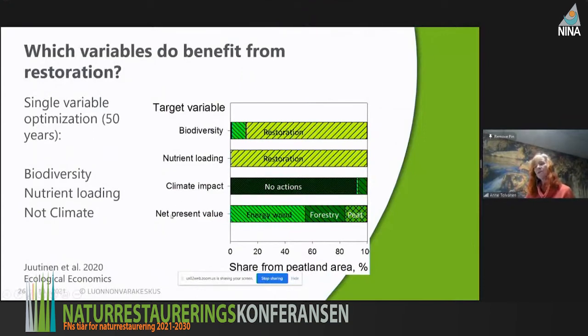And if we want to maximize the net present value, which means the monetary value, we would use most of these peatlands for energy wood production, which is the cheapest thing to do in the field. So just take the timber out and do nothing else. And restoration is never here because it creates costs, but doesn't create any monetary benefits. So we get a little bit contradictory results.